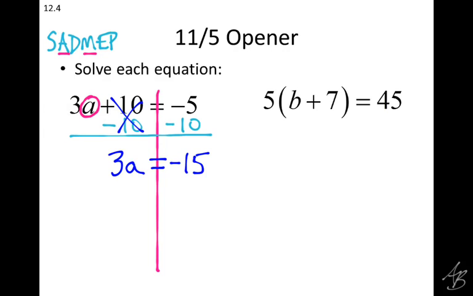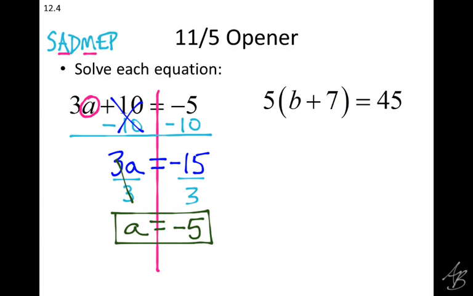Then what? We divide by 3. We're going to divide by 3 to get the a by itself. So we divide by 3 on both sides. The 3's cancel this time, leaving a all by itself. Negative 15 divided by 3 is negative 5. A's by itself, everything's simplified. I've got my equal sign on the line of equality, so I am done.